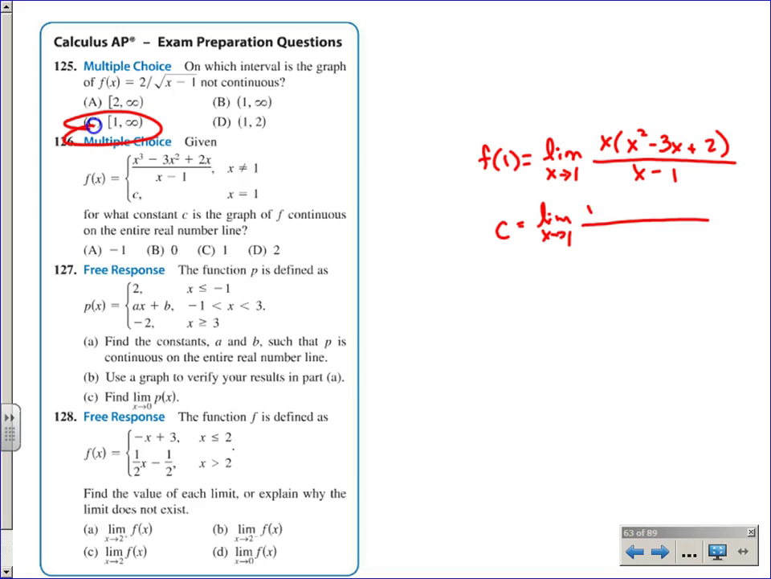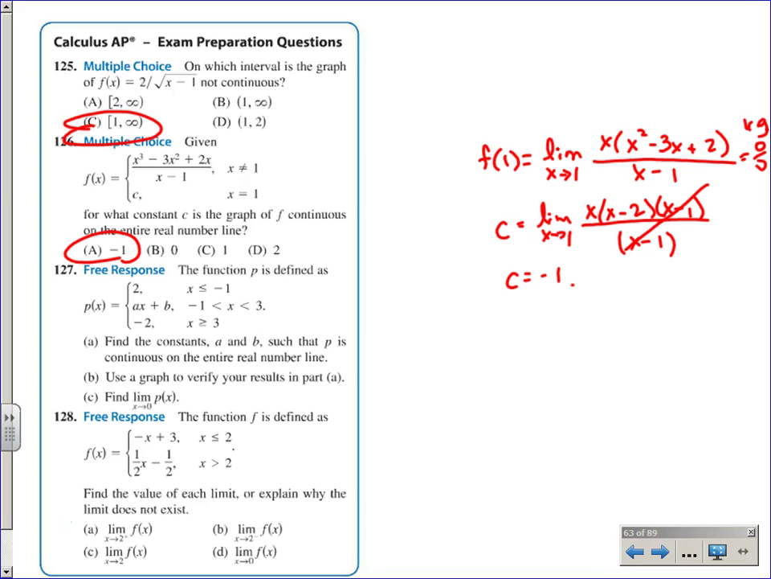Why am I factoring more? Why didn't I just plug in? It'd be 0 over 0, keep going. And so now I can go ahead and plug in. What's 1 times 1 minus 2? That's negative 1. What does c equal? Who got it right?